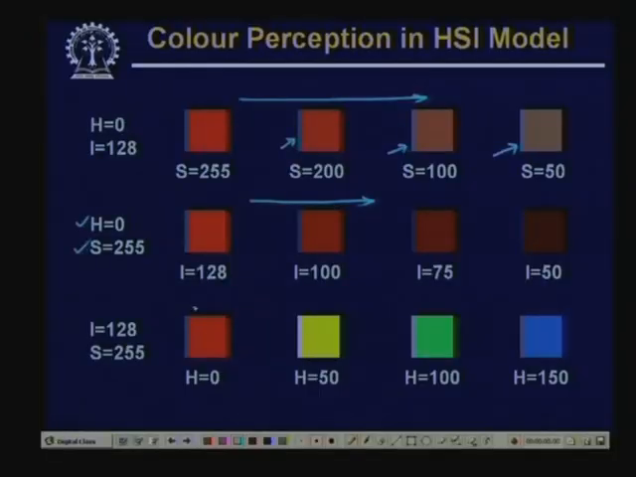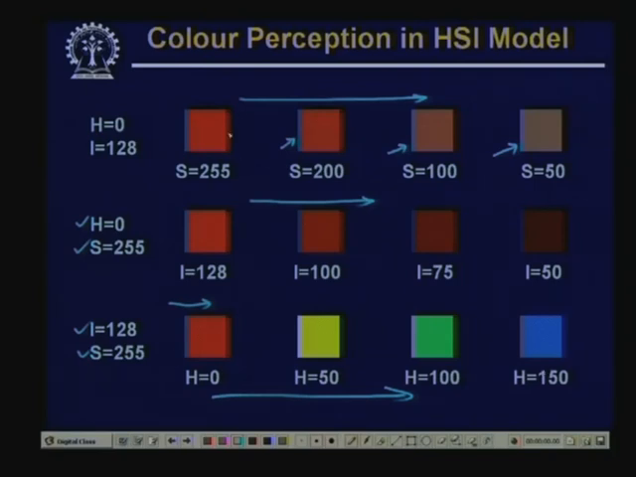If you look at the third row, in the third row what we have done is we have kept the intensity and saturation constant, but it is the hue component which has been changed. So, we have started with hue equal to 0, which is red, and here you really find that as we change the hue component, it is really the color which gets changed.